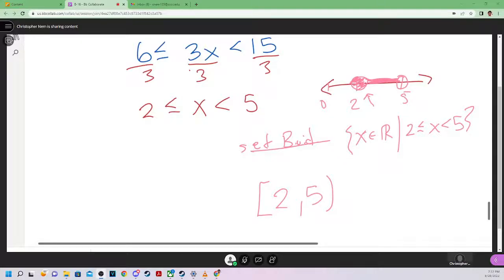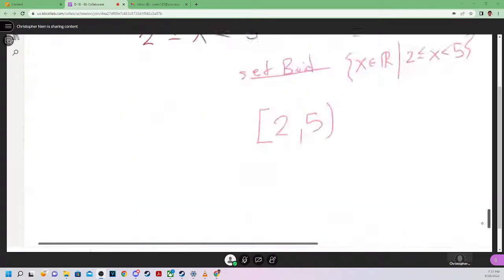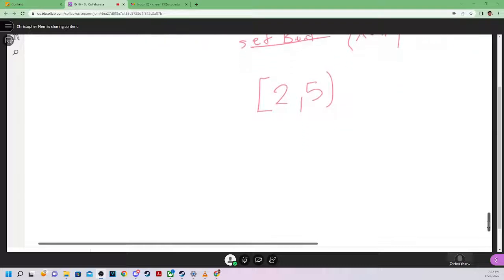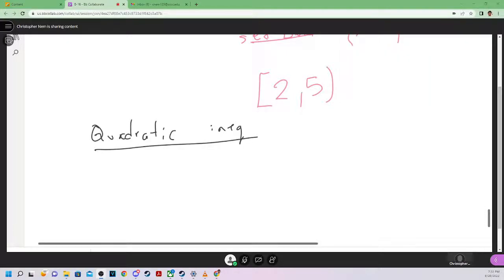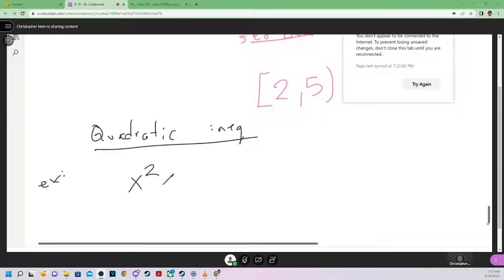Moving on. Now we get into, hey, we finished linear, so now we go into quadratics. Quadratics is a little bit tricky. So, quadratics. Quadratic inequality. So this time I have x squared is less than or equal to 5x plus 6.